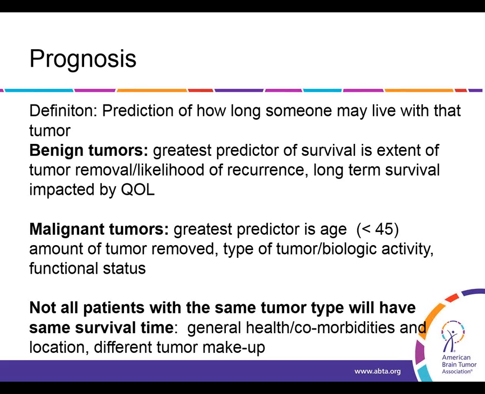For malignant brain tumors, poorer survival is associated with age greater than 45, the amount of tumor removed, and the tumor type, such as glioblastoma. Not all tumors of the same type will have the same survival because there are so many factors involved. It could be general health, comorbidities, location, and we do know that even the same type of tumor may have a different genomic makeup.